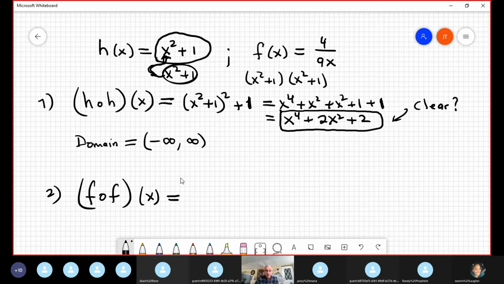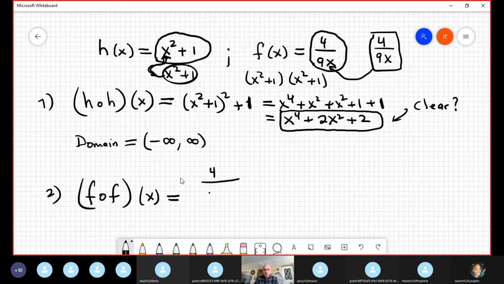Let's move on to the second example, which is F composition F. So F by itself. I want to copy again 4 over 9x, and you replace this expression here, x. So it says 4 over 9, no x anymore, you put like a box. Now inside the box, we have 4 over 9x, something like that. Do you understand the idea?